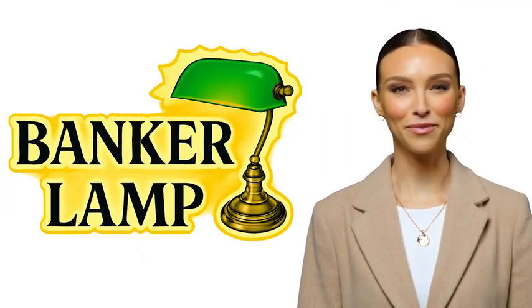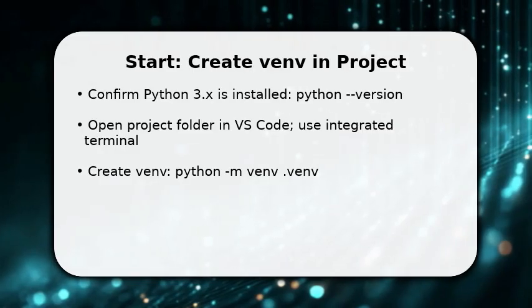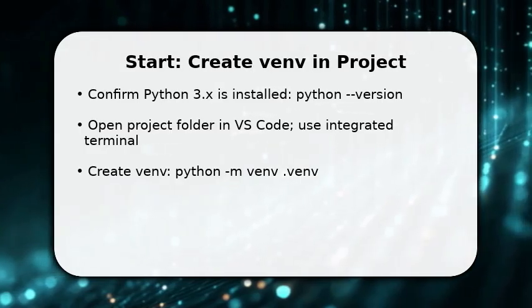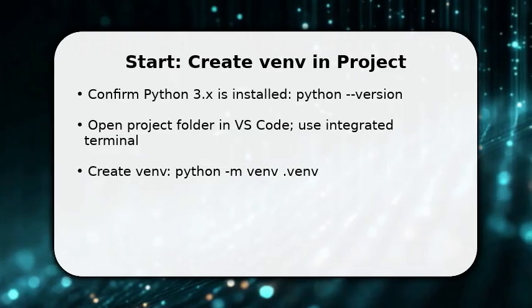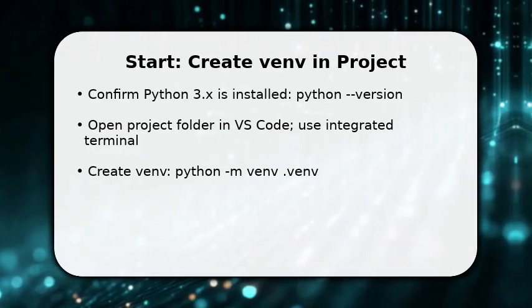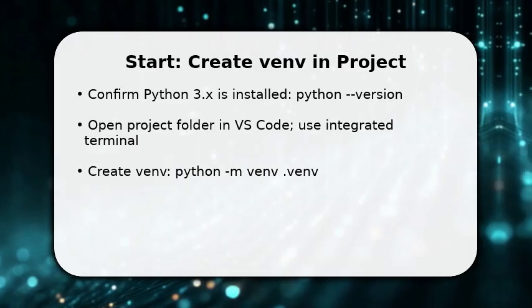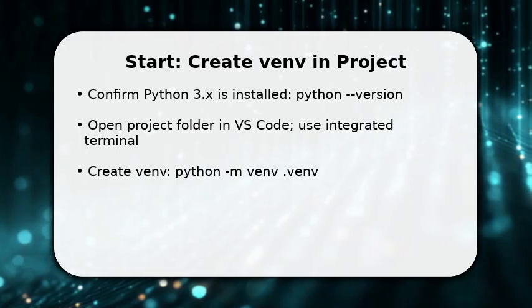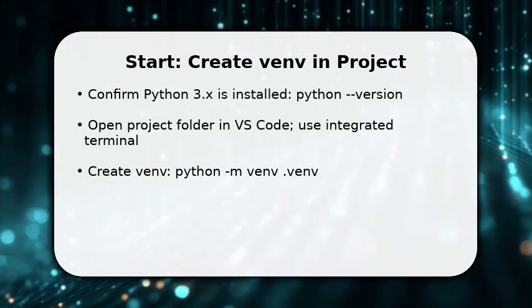Please enjoy the video. You begin by verifying Python 3.x is available, then open your project folder in VS Code so files and the terminal share context. Next, run python -m venv in the integrated terminal to make an isolated environment named venv. Once done, do not skip selecting the interpreter.